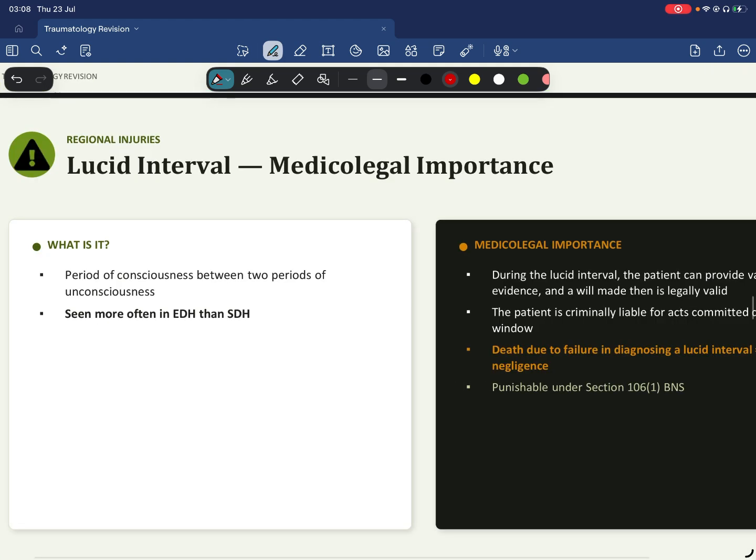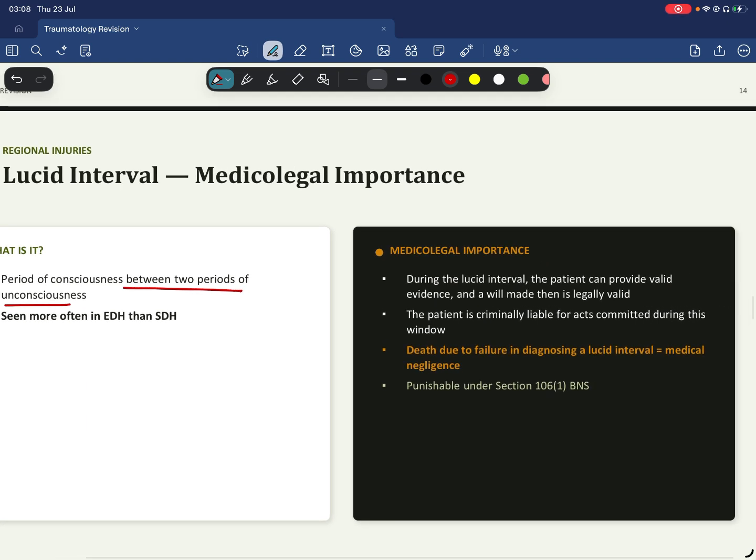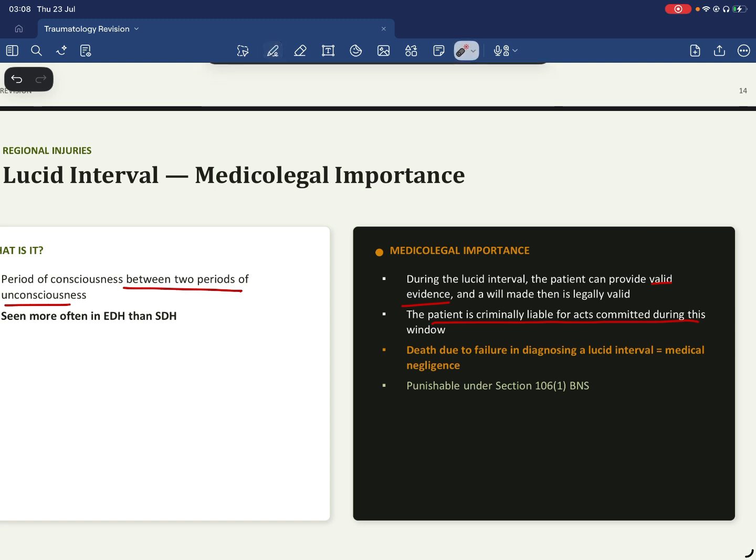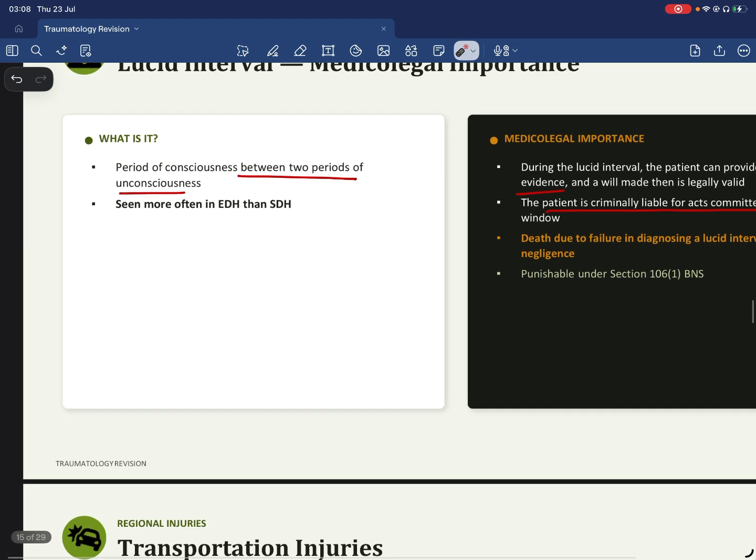Lucid interval is a period of consciousness between two periods of unconsciousness. In a lucid interval, a patient is criminally liable for acts committed during this window, a patient can provide valid evidence, and a will made is legally valid. Death due to failure of diagnosing lucid interval falls under medical negligence and is punishable under Section 106 of BNS.